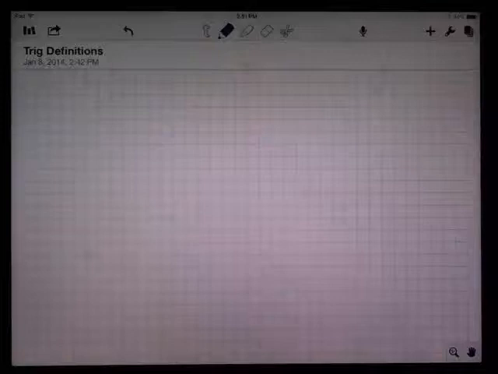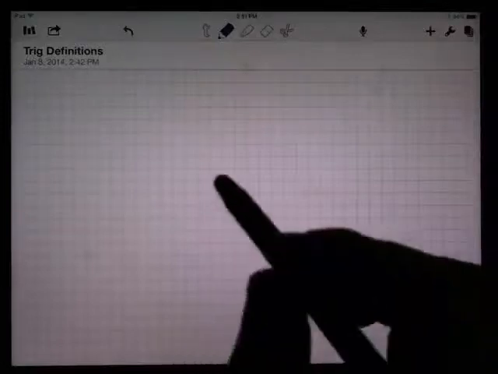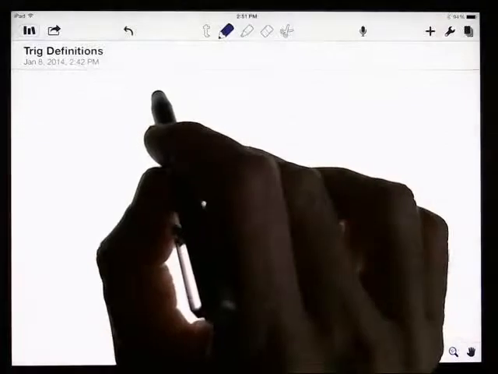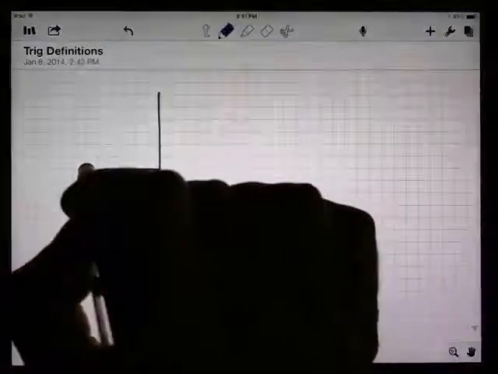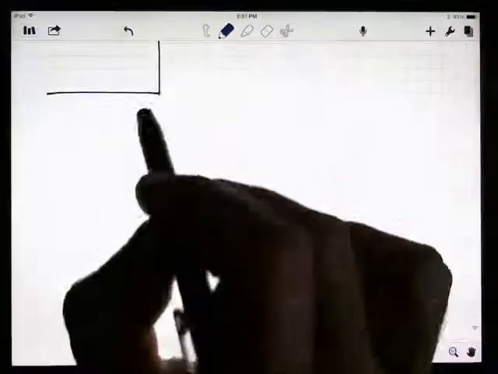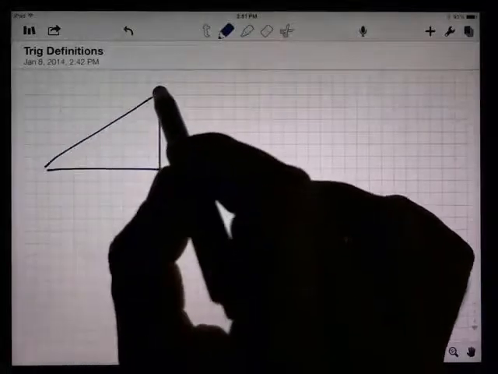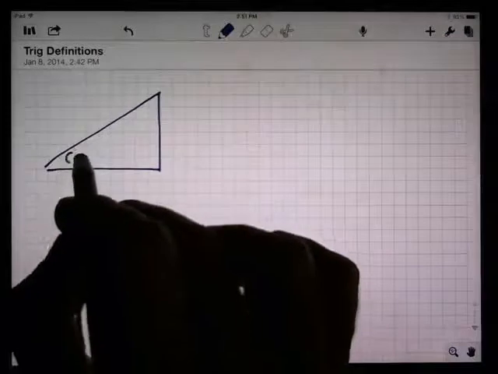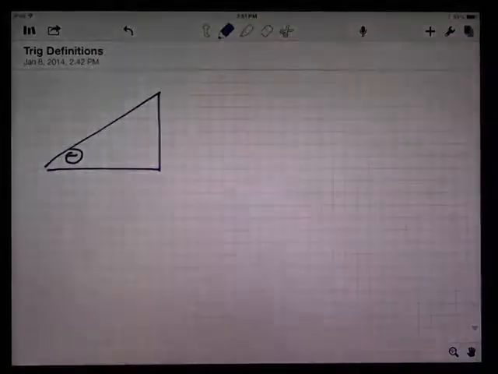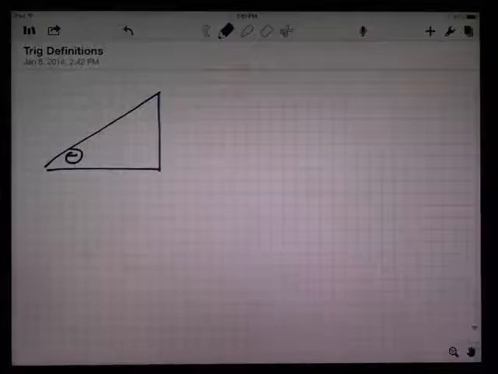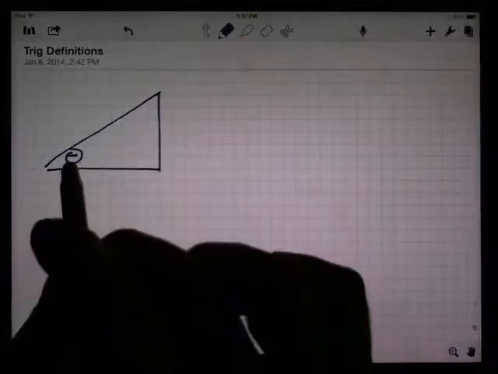All right, I want to look at the definition of the 6 trig functions here. So I'm going to draw myself a right triangle. I'm going to focus on this angle right here. I'll call it theta. We quite often use Greek letters for angles, mainly because the European tradition of mathematics came a lot from the Greeks anyway.